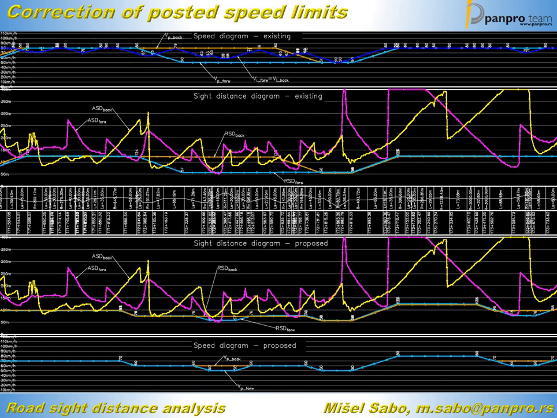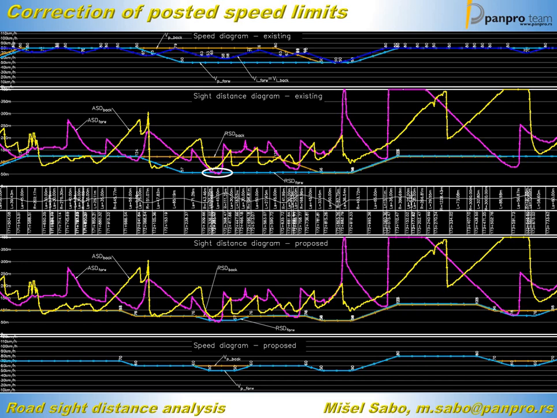Look now at the sight distance diagrams for the existing state. In it, we can see that in many places the available sight distance diagrams fall below the value of the required ones. We will go through a couple of such places. On this segment, the available sight distance in the forward direction drops slightly, even below the value of 57 meters.